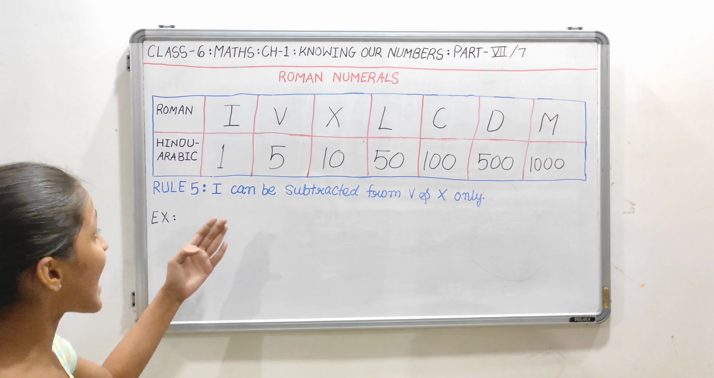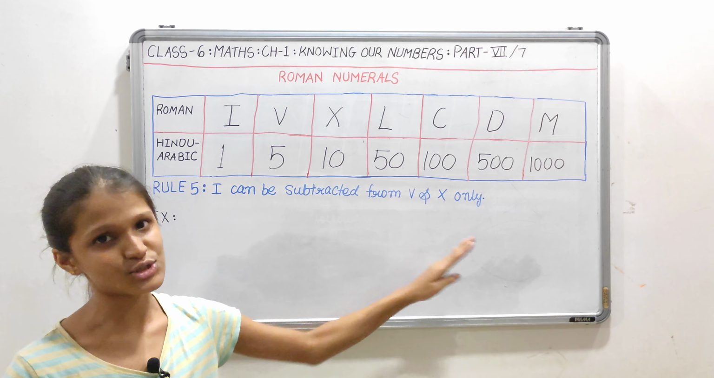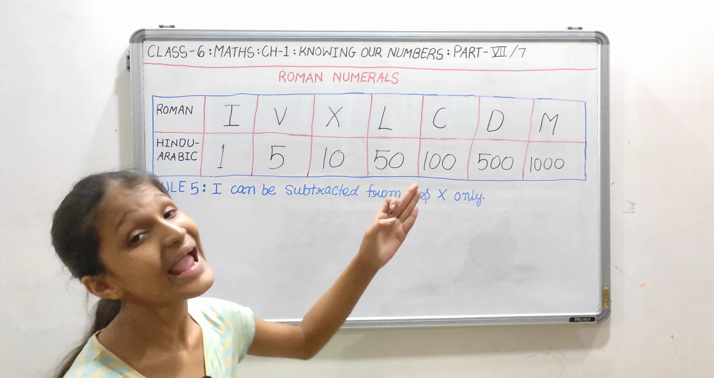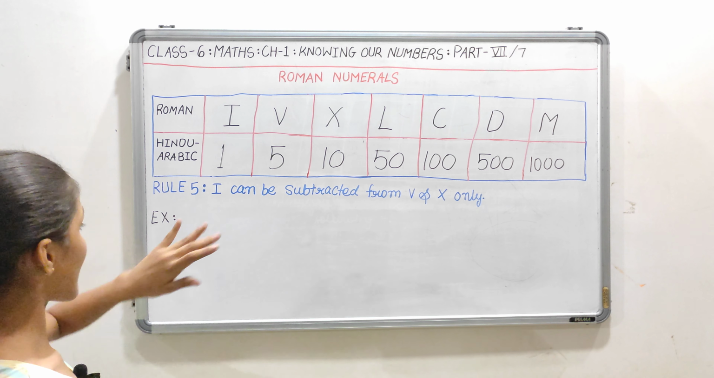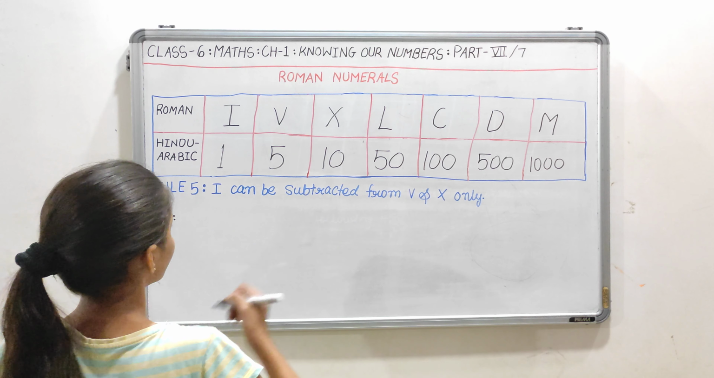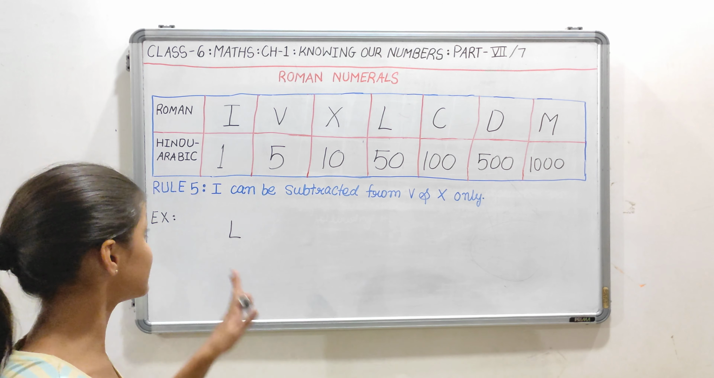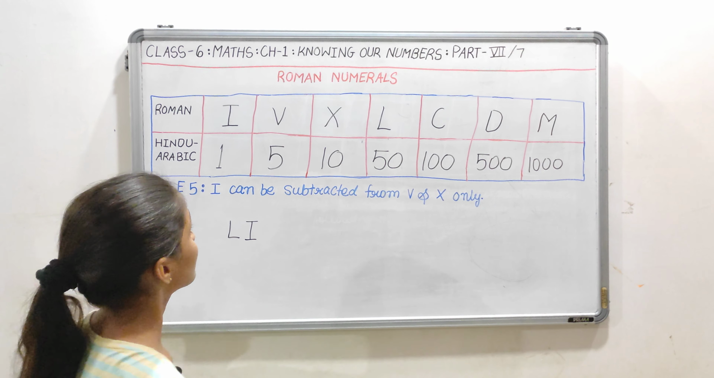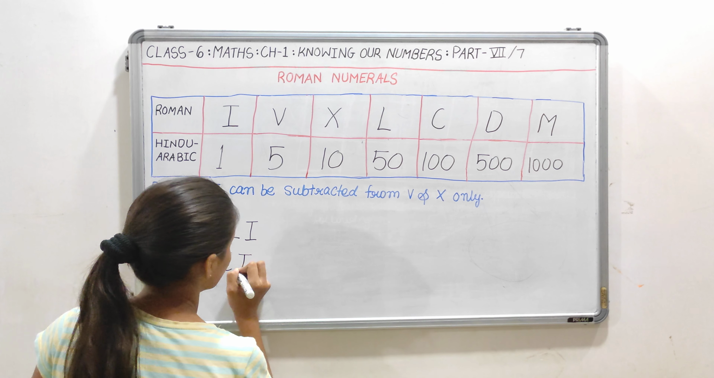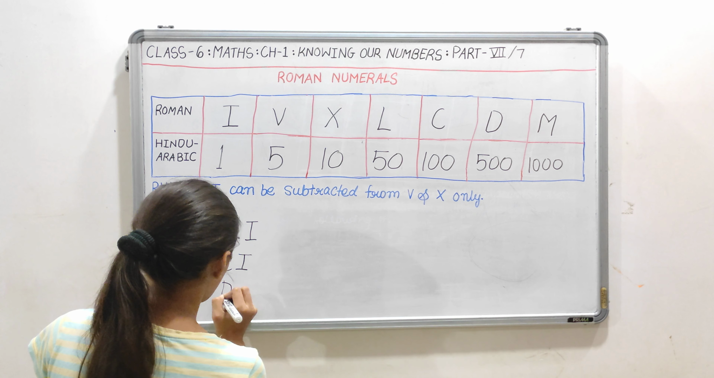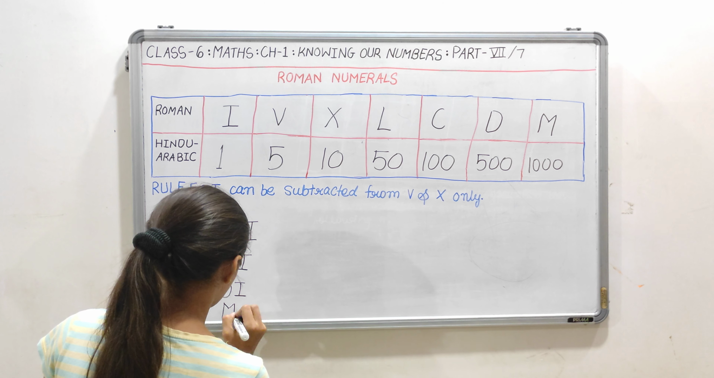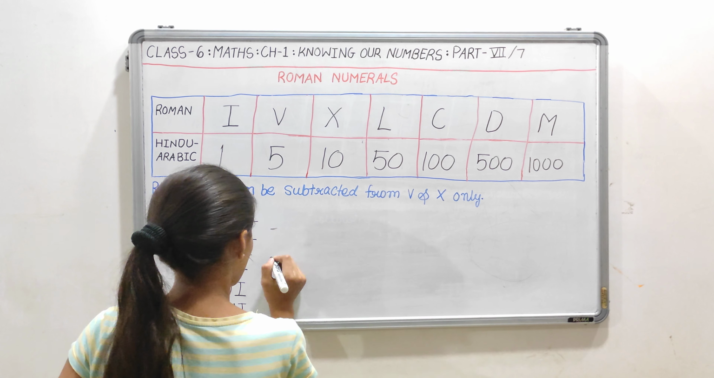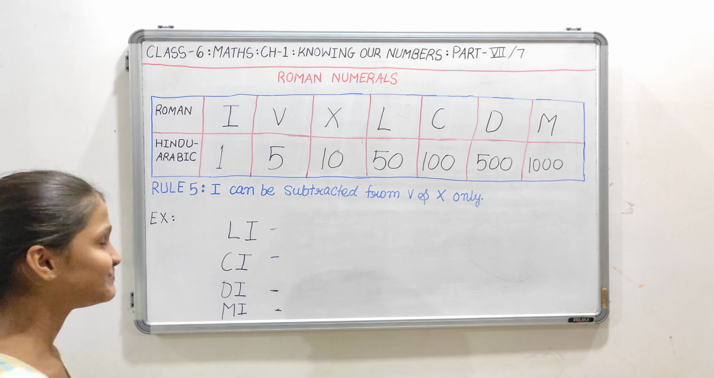Now our next rule is I can be subtracted from V and X only. That means I cannot be subtracted from any symbol excluding V and X. For example, if we take L here, subtracting means I would be after the greater value. We have here LI, we have here CI, we have here DI, we have here MI. Okay, so LI, CI, DI and MI.